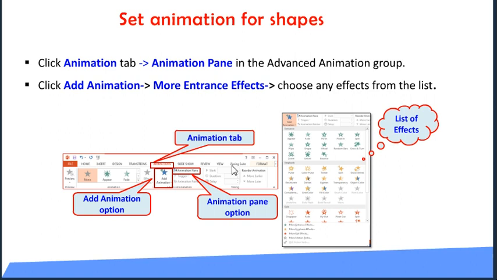Here you can see the Animation tab. Click on the Animation tab, then Animation pane. Here you should click in the Advanced Animation group. So first the Animation tab, then Animation pane. So here is the add animation option.